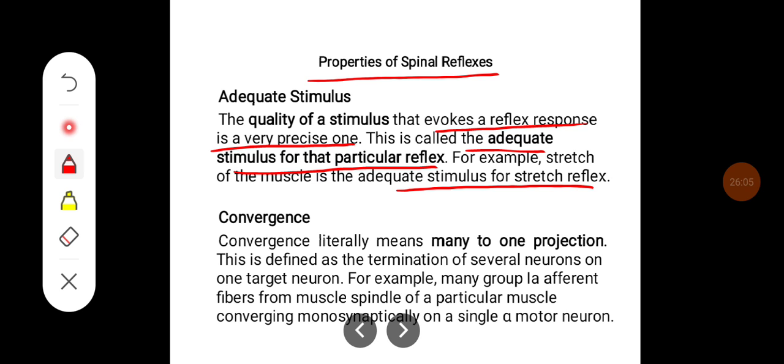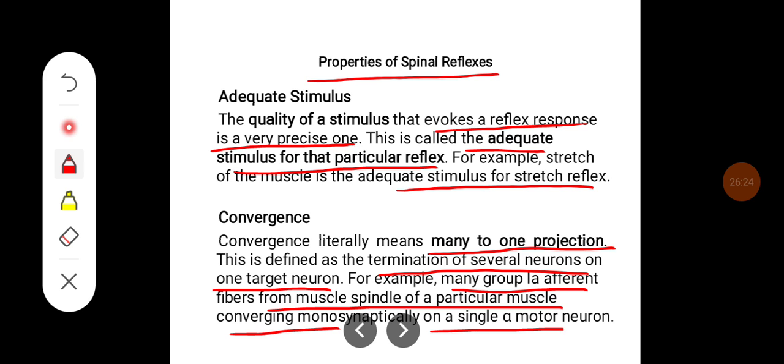So there can be convergence. Convergence literally means many to one projection. This is defined as the termination of several neurons on one target neuron. For example, many group 1A afferent fibers from the muscle spindle of a particular muscle converging monosynaptically on a single alpha motor neuron.